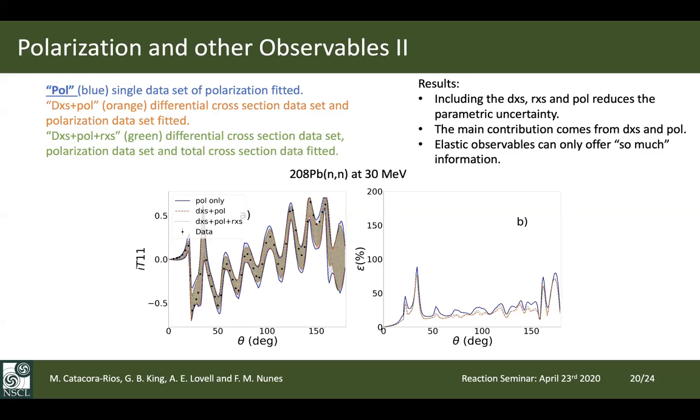So I follow blue always to be the natural observable. Overall, we see the same trend as for the differential cross-section confidence band. Adding the differential cross-section and polarization in a fit gives an improvement in the uncertainty. Adding the total reaction cross-section once again to the other two gives about the same, and we see that the orange and green bands are almost identical. And so we also conclude that adding the elastic observables to the fitting can only offer so much information, right? And I will talk a little bit more about this later.